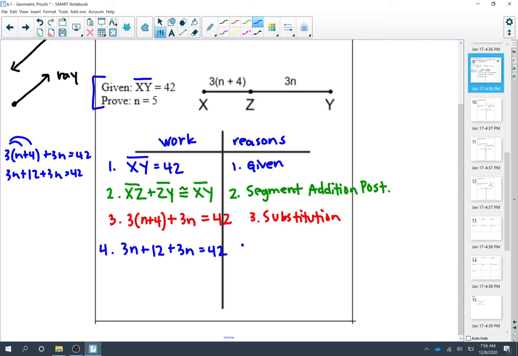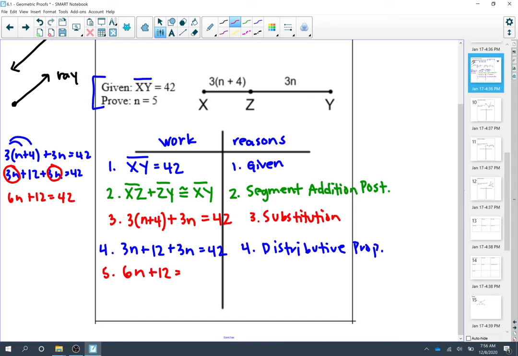And why did we do that? That was the distributive property. Then I'm going to come over here. I'm going to put these together, which gets me 6n plus 12 equals 42. So step 5, 6n plus 12 equals 42.